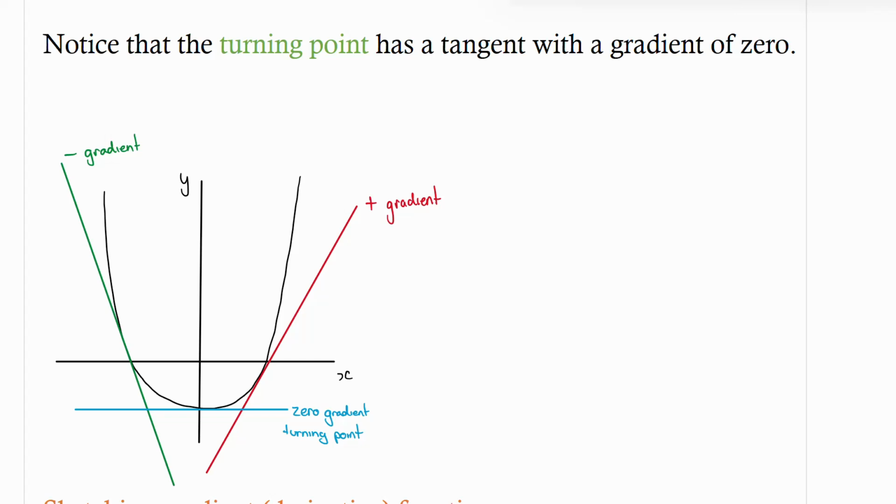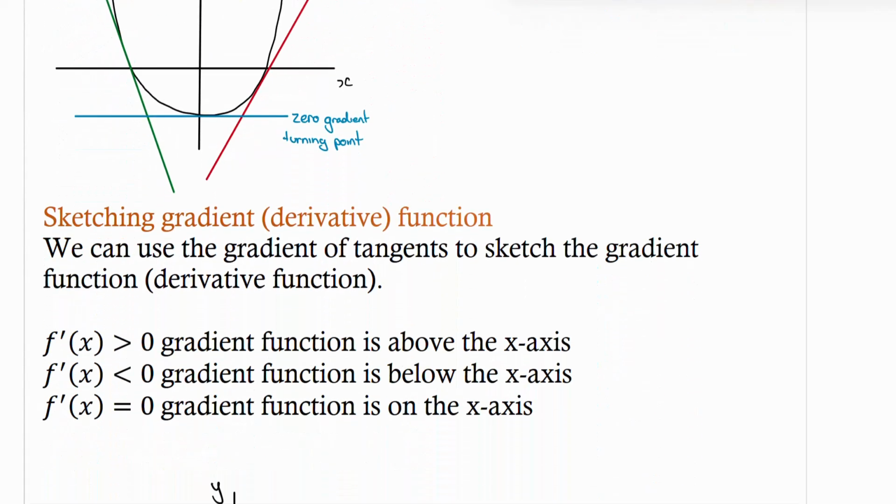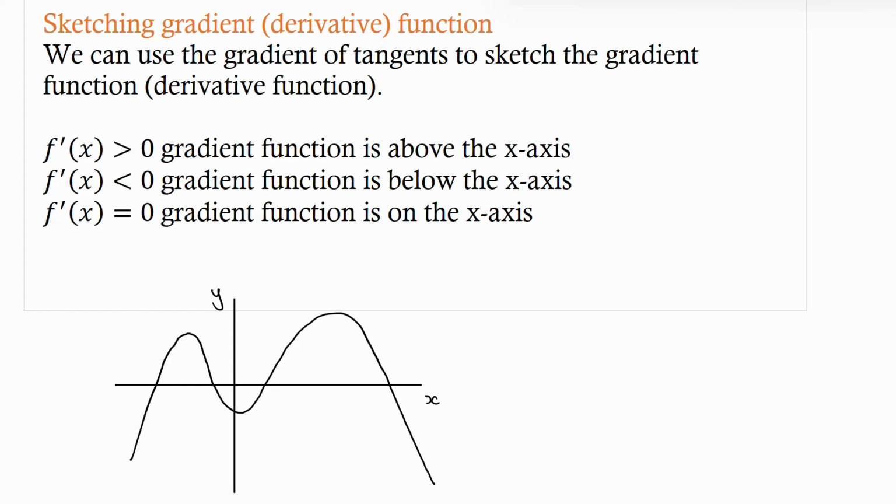If you ever have a gradient of a function that's 0, you know that that's where it's starting to turn. It's going either from a negative gradient to a positive, which is a minimum turning point, or from a positive to a negative, which is a maximum turning point. But you'll learn that a bit later too. So, sketching gradients or derivative functions. These are relatively easy if you're given the original function.